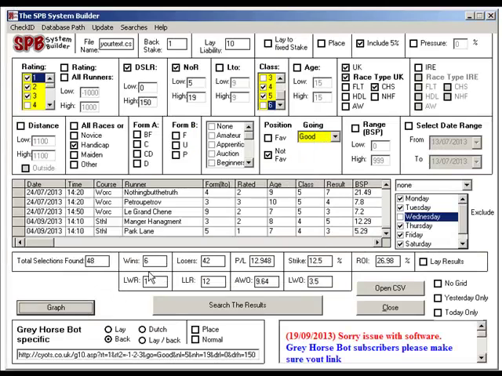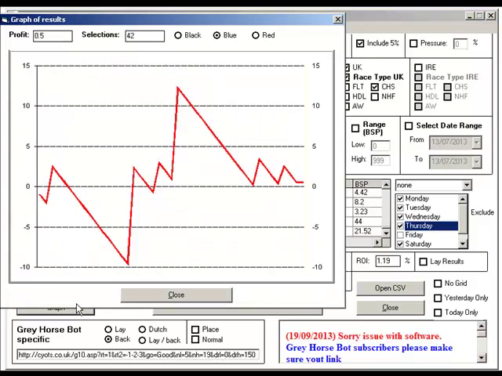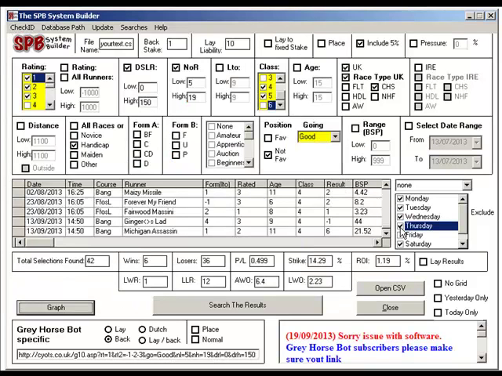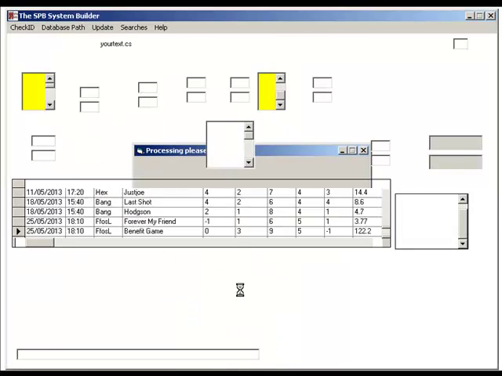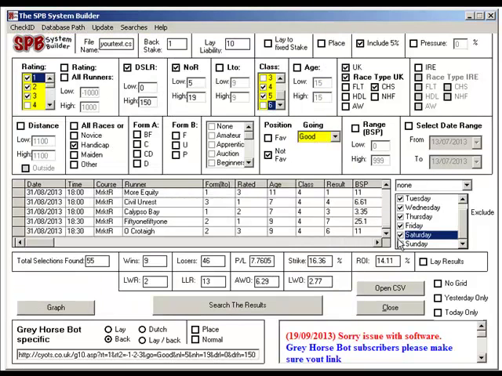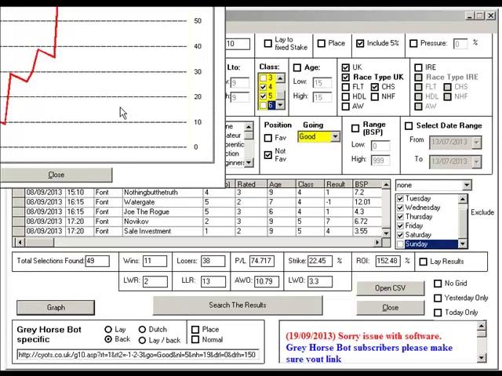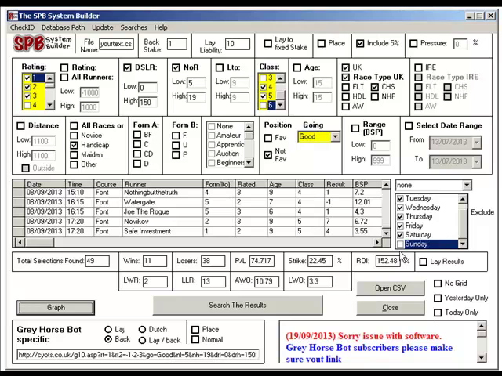Wednesdays, Thursdays, good day Thursday, Friday, not much profit on a Friday, but there's profit, so you have to say, well, it's hardly worth not doing it. And in fact Saturday is profit as well, and Sunday is a good day. So we've got a Sunday system. So, you know, there's no point leaving any of those days out really.